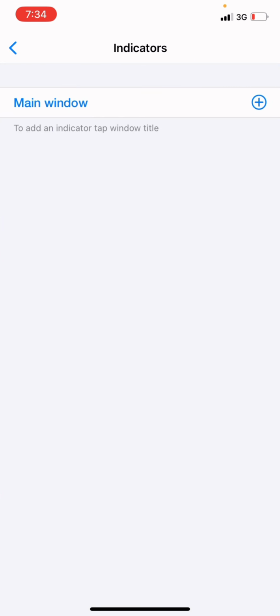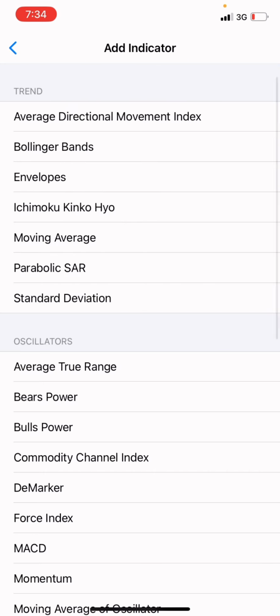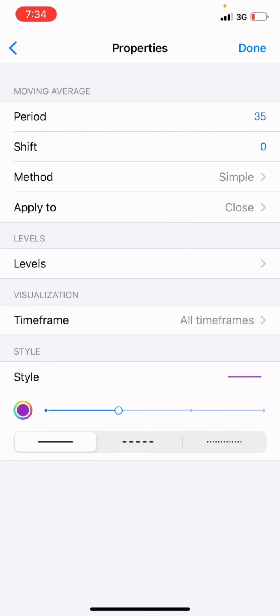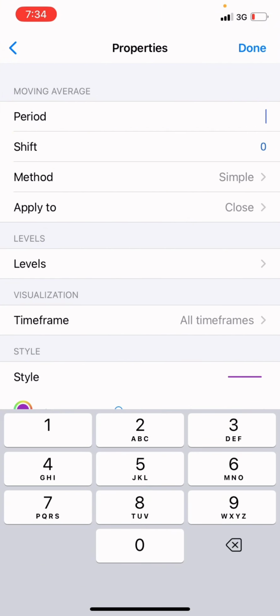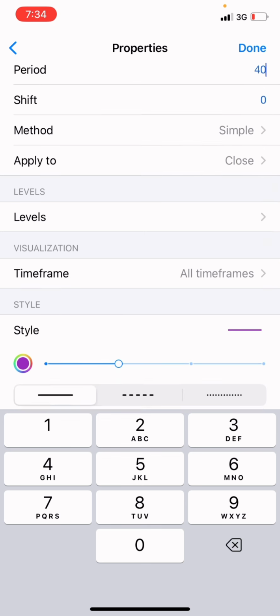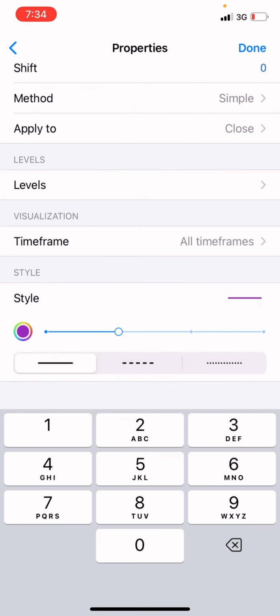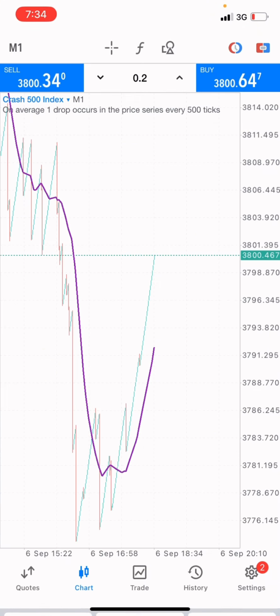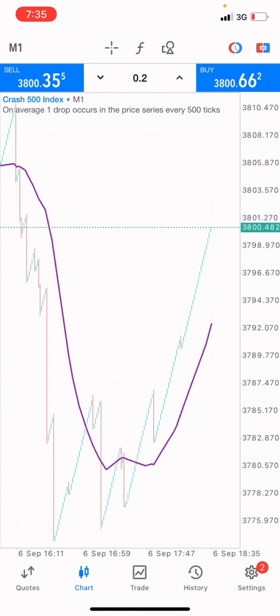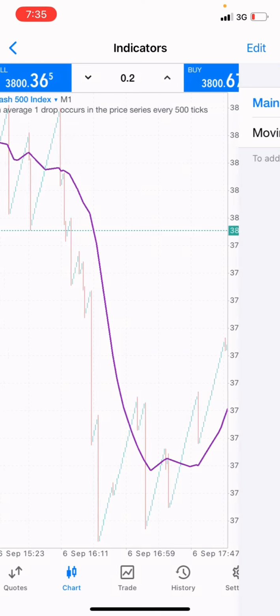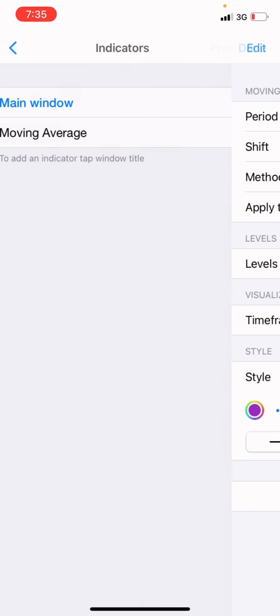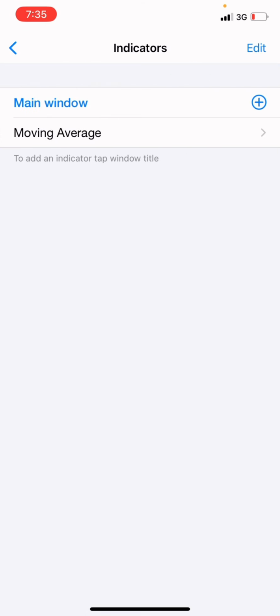Okay, so we'll go into the indicator section right here, and the first indicator which we are going to be using is the moving average. Okay, we're going to put on the moving average on period 40. All right, shift 0, method simple, then the style on 2 pixels. All right, then with the color purple, then you click on done. Okay, this is the moving average. Remember we're using the period on 40.